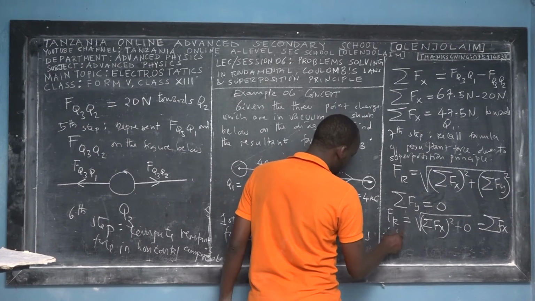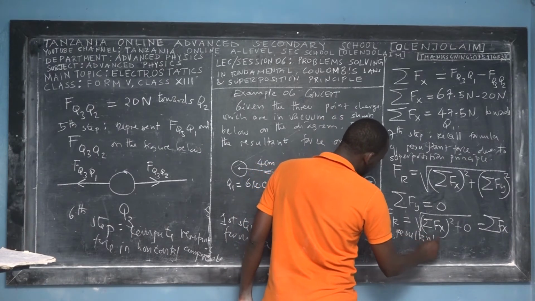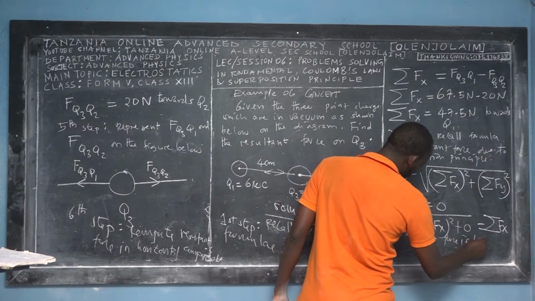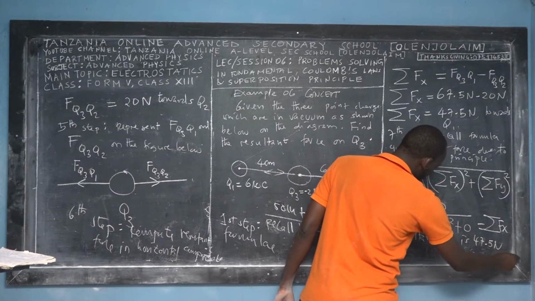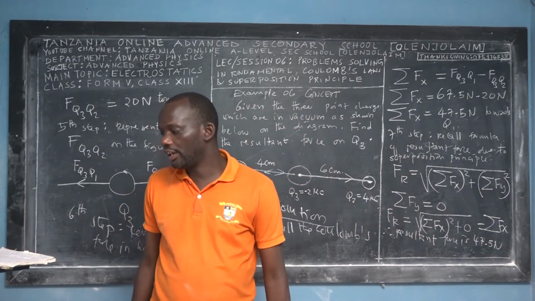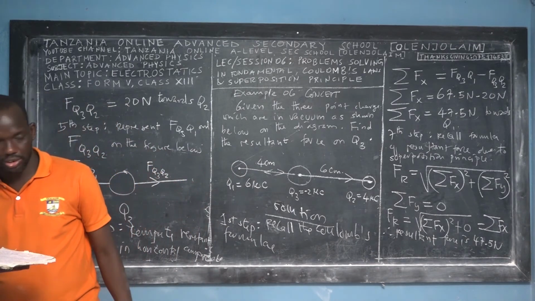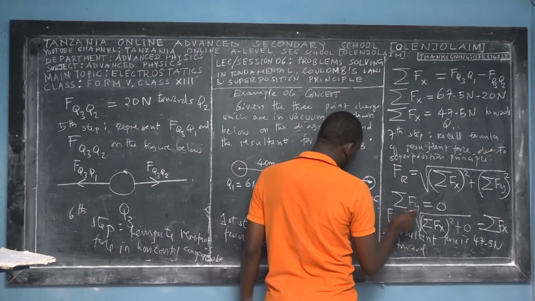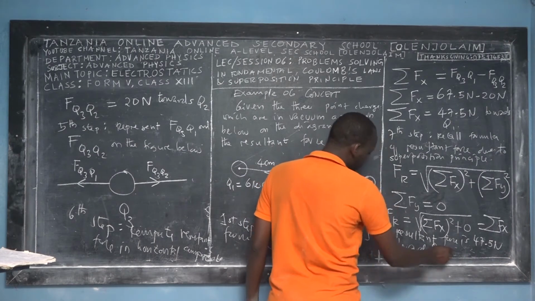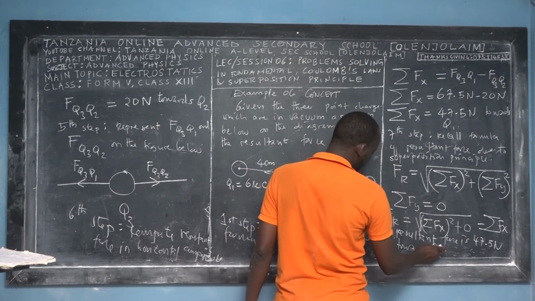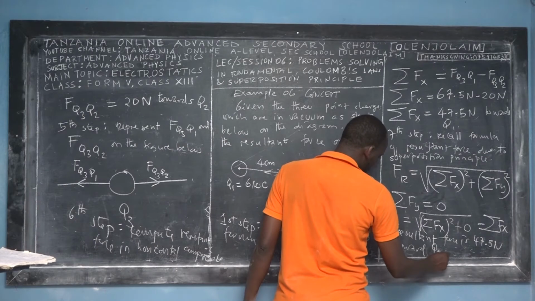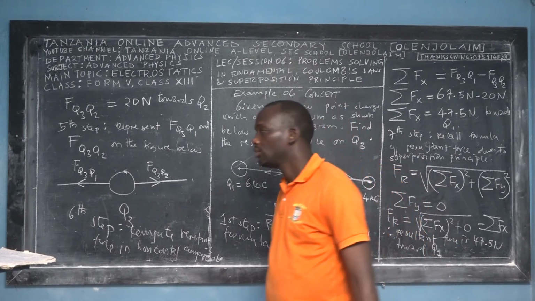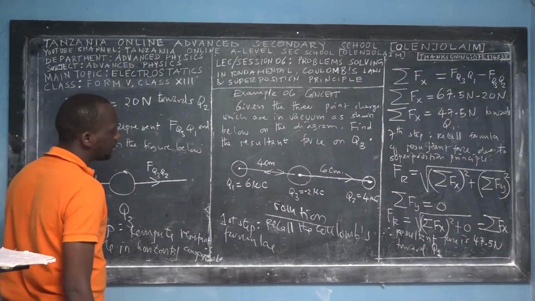Therefore, the resultant force is 47.5 newtons. At the end of solving, you can say it's toward the right, or toward what? Toward Q2, toward Q3, toward Q1. Toward Q1. Right? If you have any question, don't hesitate to ask in the comment section.